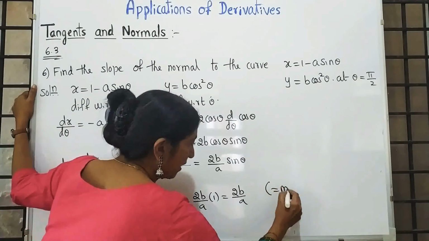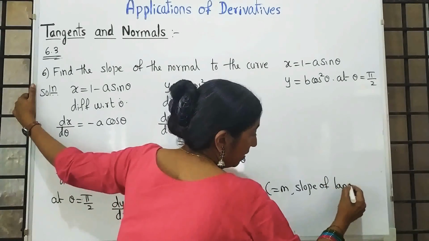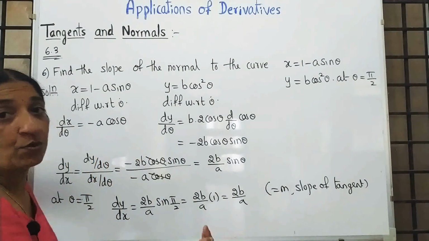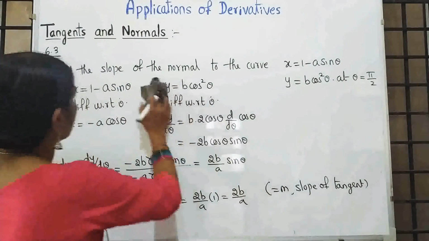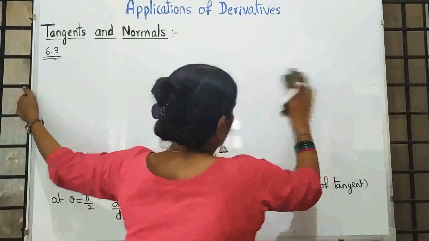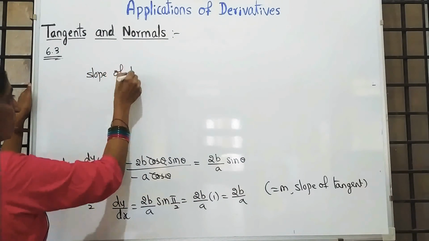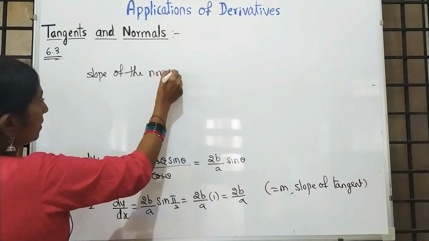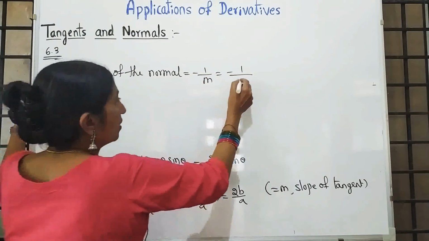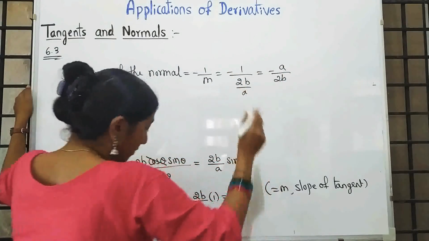Let us take this as m, and this is nothing but slope of tangent. But what is the slope of normal then? Whatever the answer you are getting, you have to write with opposite sign and reciprocal. Therefore, slope of the normal is equal to minus 1 upon m, that is minus 1 upon 2b upon a, that is minus a upon 2b.